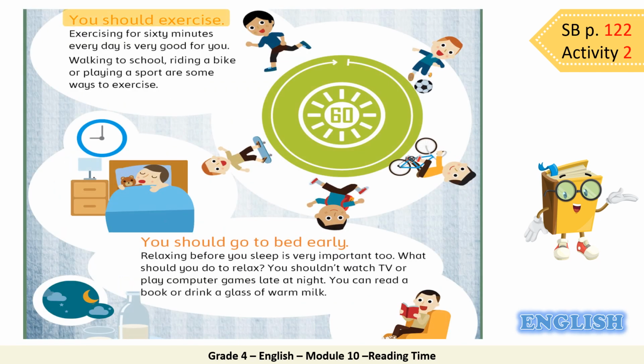You should exercise. Exercising for 60 minutes every day is very good for you. Walking to school, riding a bike, or playing a sport are some ways to exercise. You should go to bed early. Relaxing before you sleep is very important too. What should you do to relax? You shouldn't watch TV or play computer games late at night. You can read a book or drink a glass of warm milk.